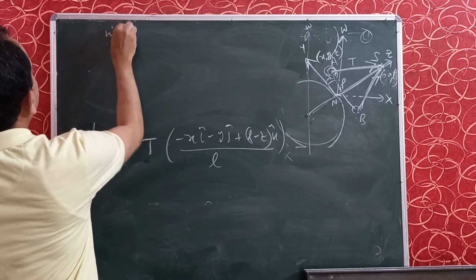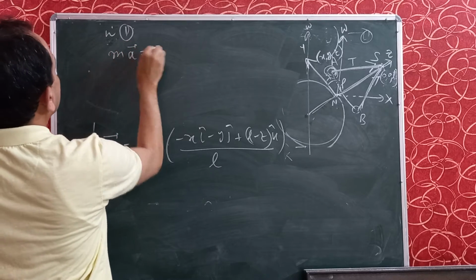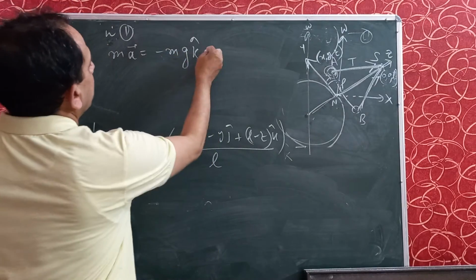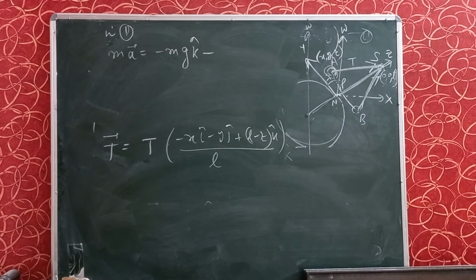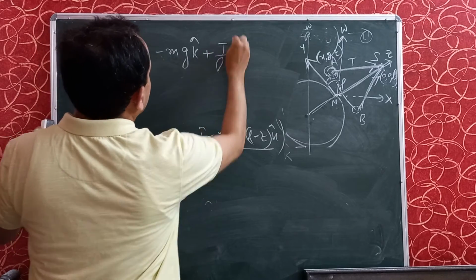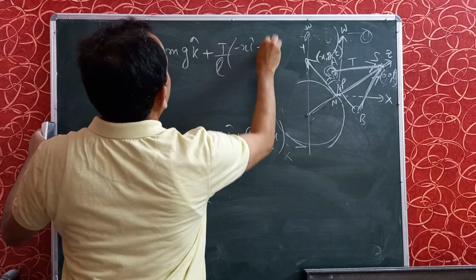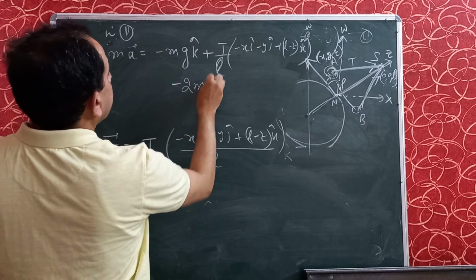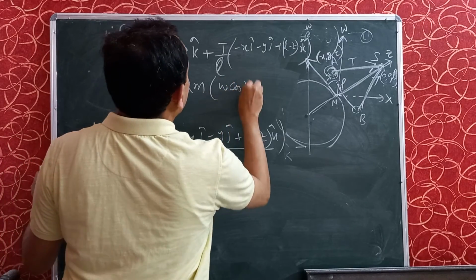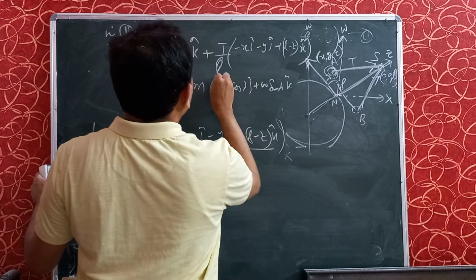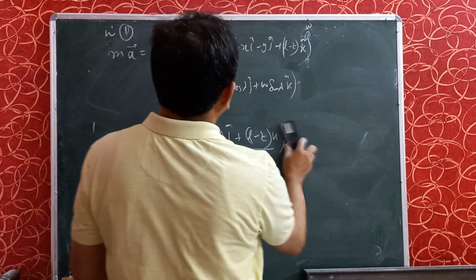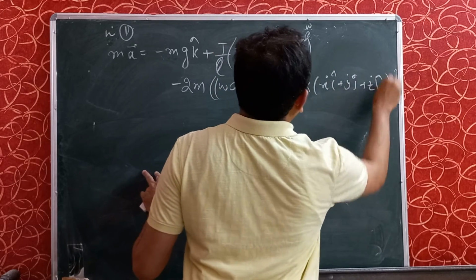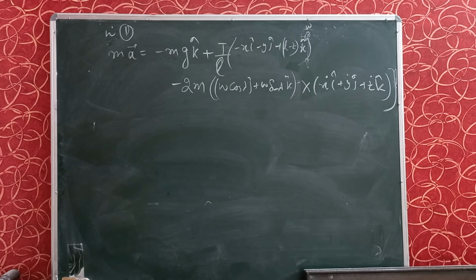So putting all these values in equation number 1, we get m into A is equal to m into minus g k, and the second term is the tension, plus T over L into (minus x i minus y j plus (L minus z) k), and minus 2m times omega, that is (omega cos lambda into j plus omega sin lambda into k), the omega vector, cross multiplied with (x dot i plus y dot j plus z dot k). So this is the main equation obtained from equation number 1.